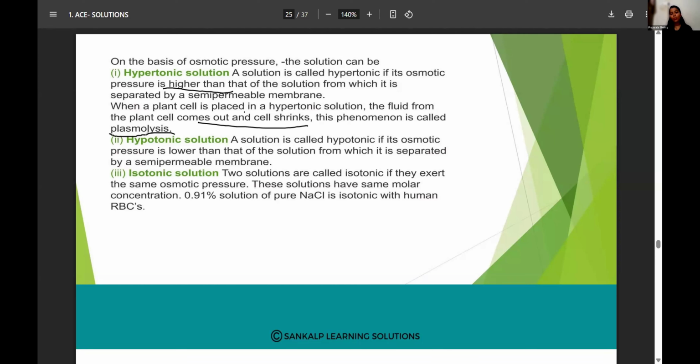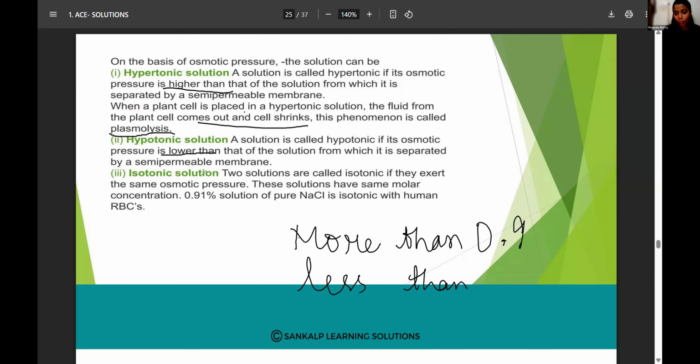Okay, what is a hypotonic solution? The opposite of it. That is, the osmotic pressure is lower than the solution pressure. That's all. Just remember it as lower than. And opposite to it, what happens? In hypertonic, the solution comes out of the cell and the cell shrinks, but here the solution goes inside the cell and the cell becomes thick and swells. Then you have something called an isotonic solution. If two solutions exert the same osmotic pressure, that solution is simply called an isotonic solution. Another important point I have to mention is to remember more than and less than 0.9, because this is asked.